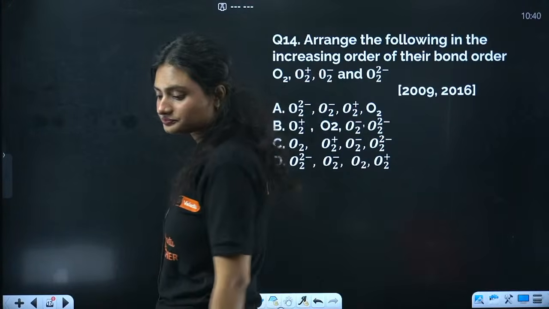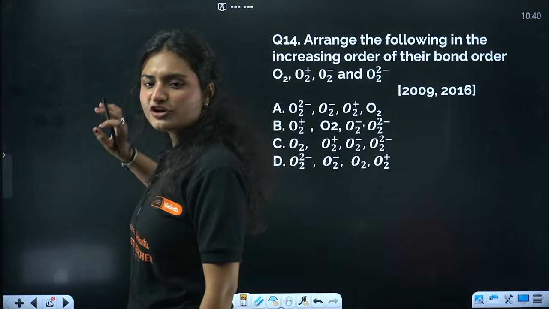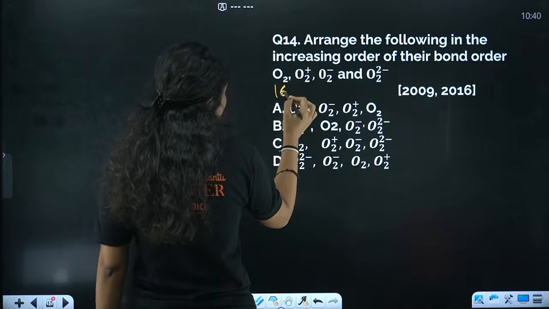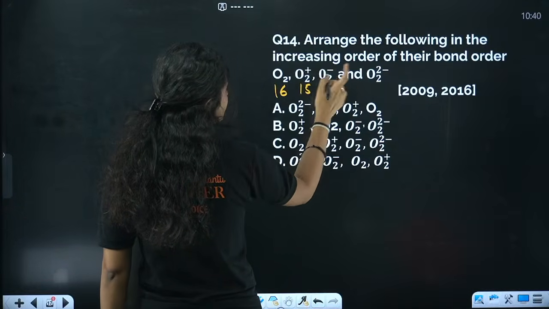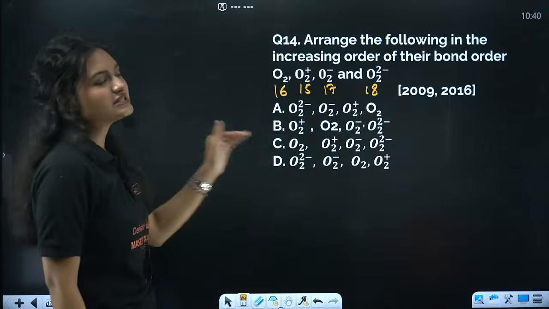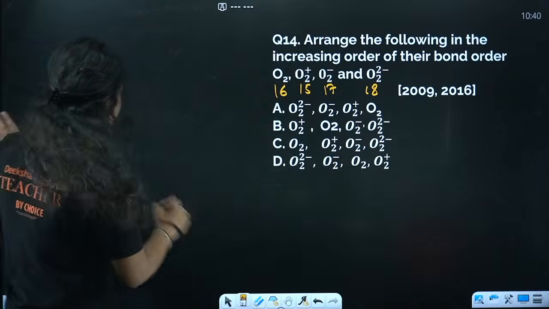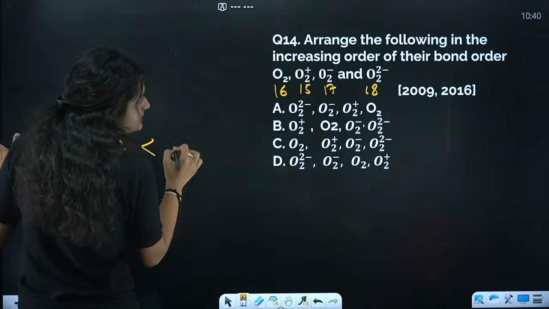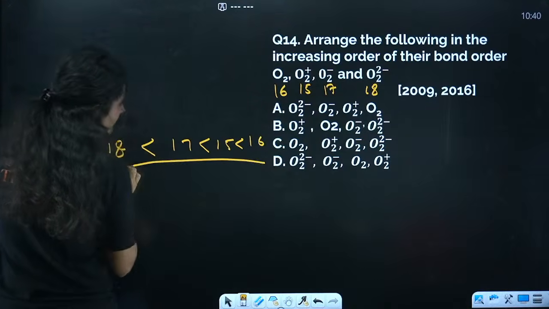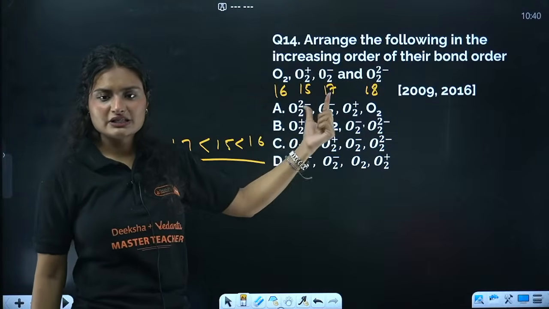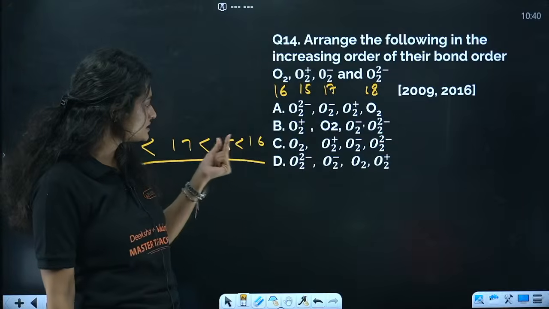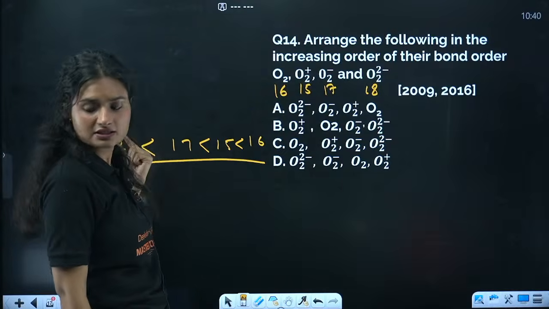Next question. Arrange the following in increasing order of their bond order. So we'll start from here. 16 electrons, minus 1, 15 electrons, plus 1, 17 electrons, plus 2, 18 electrons. So in increasing order of bond order, we'll start from 18, then 17, then 15, and then 16. Because again 14, 15, 16. 14 has 3, right? And if we go from 3, 2.5, 2, this is 2, this is 1.5, this is 1.